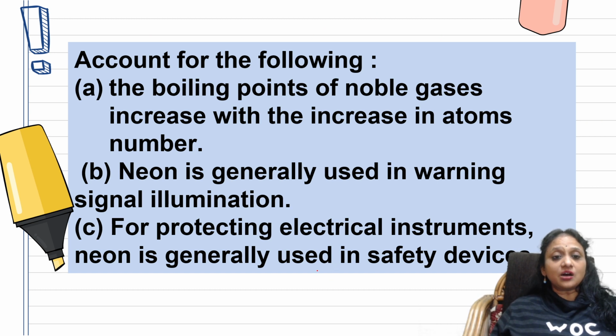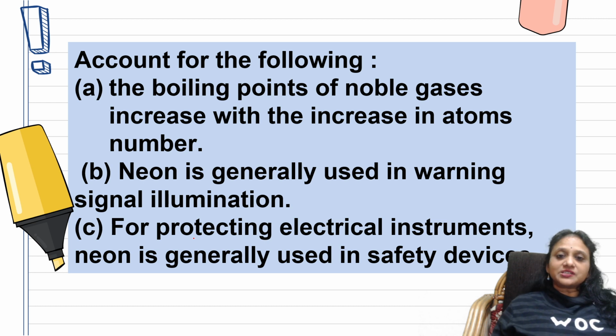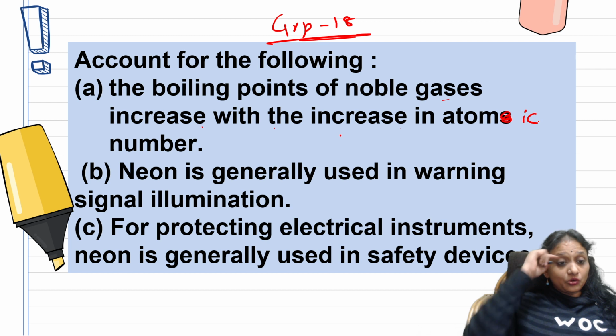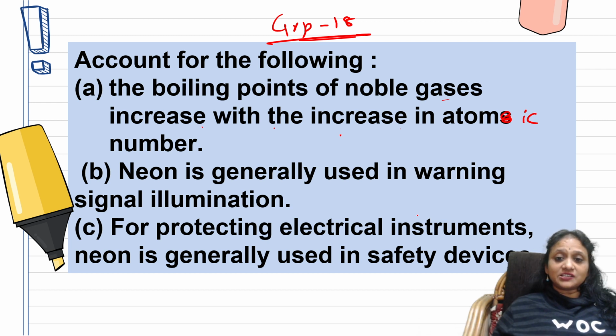That's nothing but account for the following. So easy question, students. Let's see. This is from group 18. They've given a question. Account for the following means reason the following. The boiling point of noble gases increases with increase in atomic number. Basically, this is not atoms number, this is atomic number.